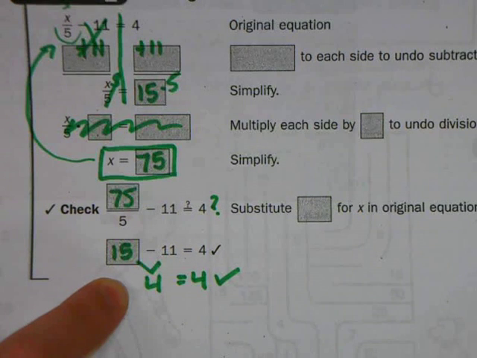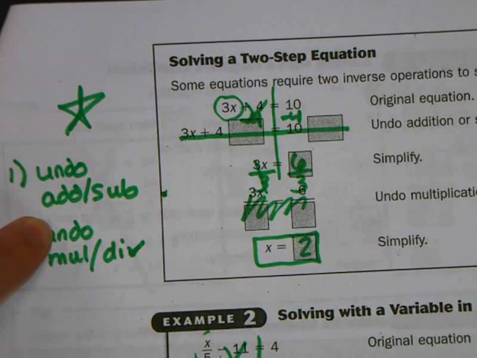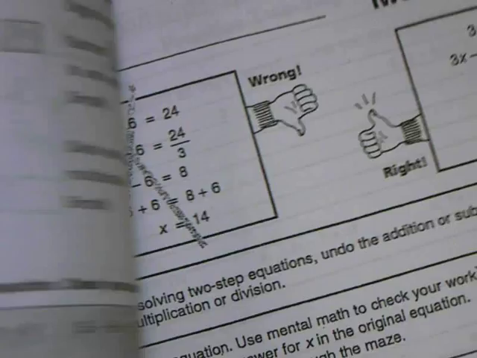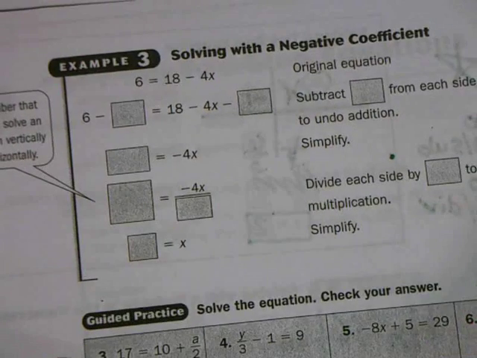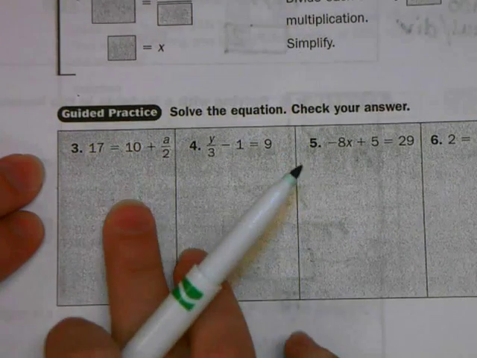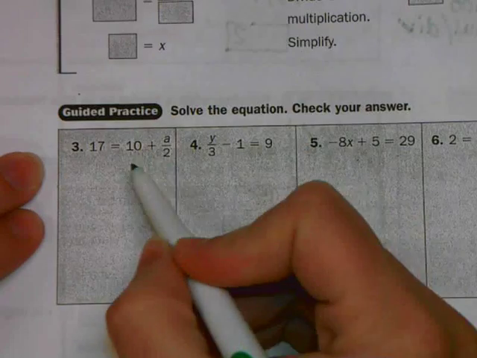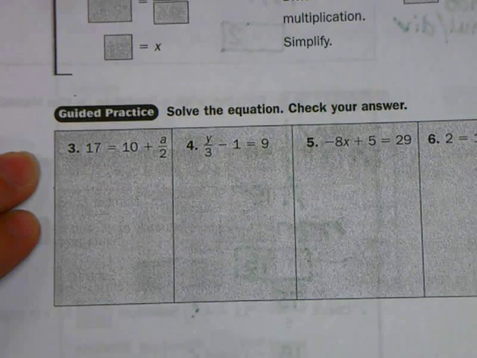Okay, let's see if we can do another couple of these to get the hang of undoing adding, subtracting first, then multiplication, division. We're going to flip to the next page. How about if we do number 3? We're going to skip example 3 for a minute and go down to this guided practice.